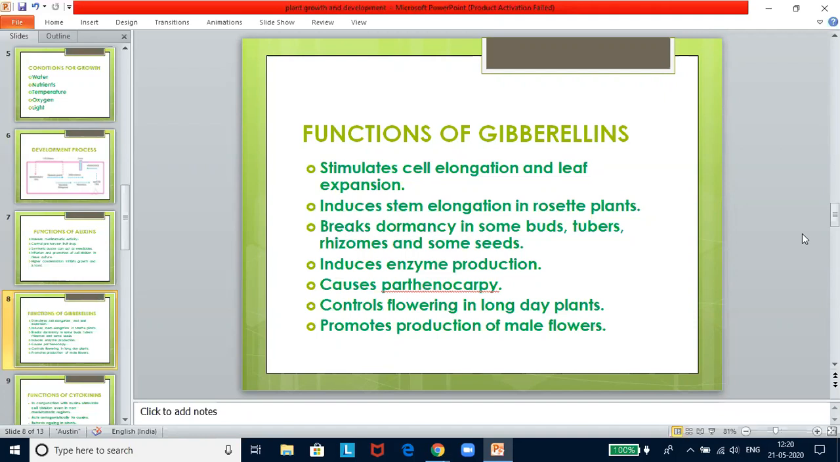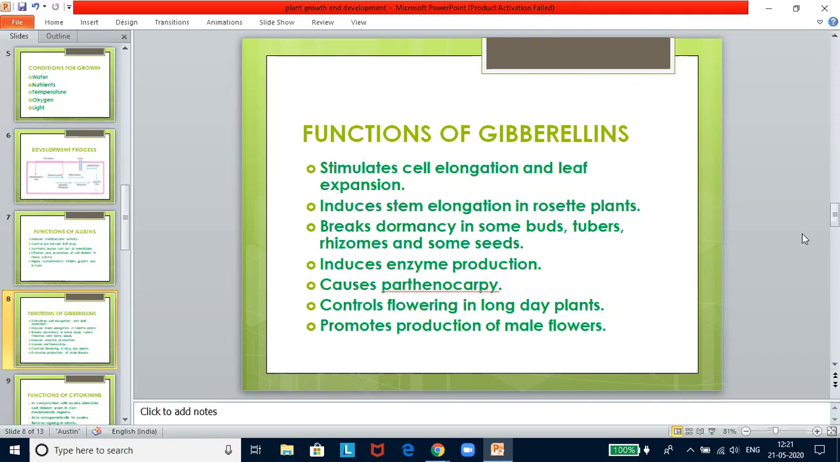Gibberellins also induce the production of enzymes like amylases, proteases, lipases, and ribonucleases for mobilizing storage reserves during seed germination and early seed growth. Gibberellins also cause parthenocarpy in pome fruits and are now used in India to increase the fruit size and bunch length in grapes. Now we have seen that it also controls flowering in long day plants, which I will be talking about a few minutes from now.